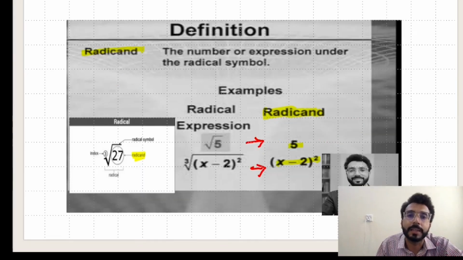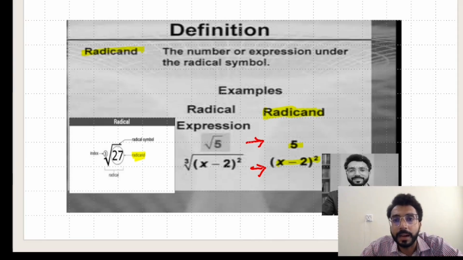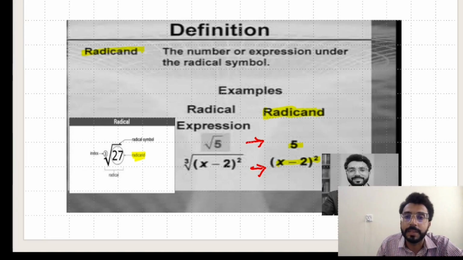Second, let's look at the concept of radicand. The number or expression which is written under the radical sign is called the radicand. Simple. Just look at example 1, square root of 5. The number which is written under the radical sign is 5. So 5 is the radicand. In the cube root of the expression x minus 2 whole squared, the whole expression x minus 2 squared is called the radicand.